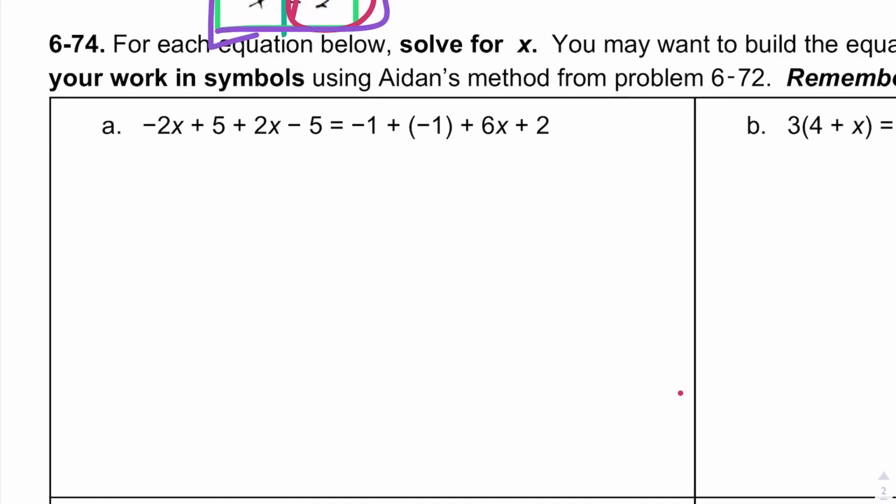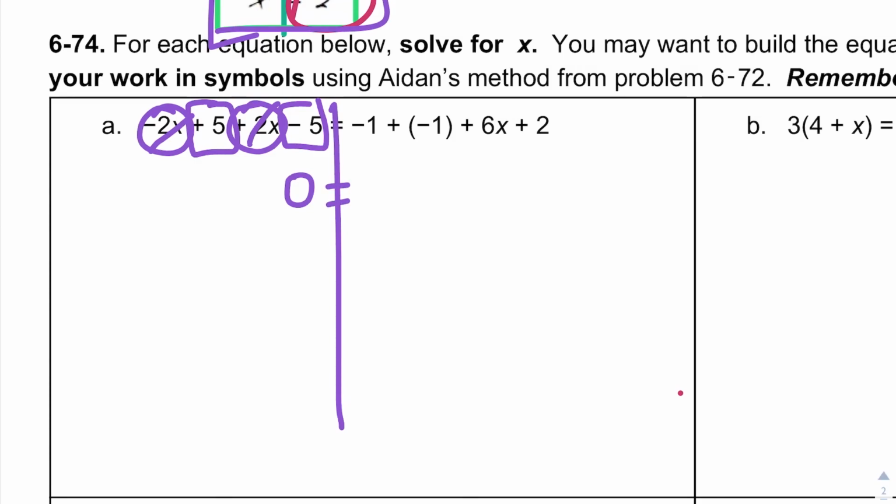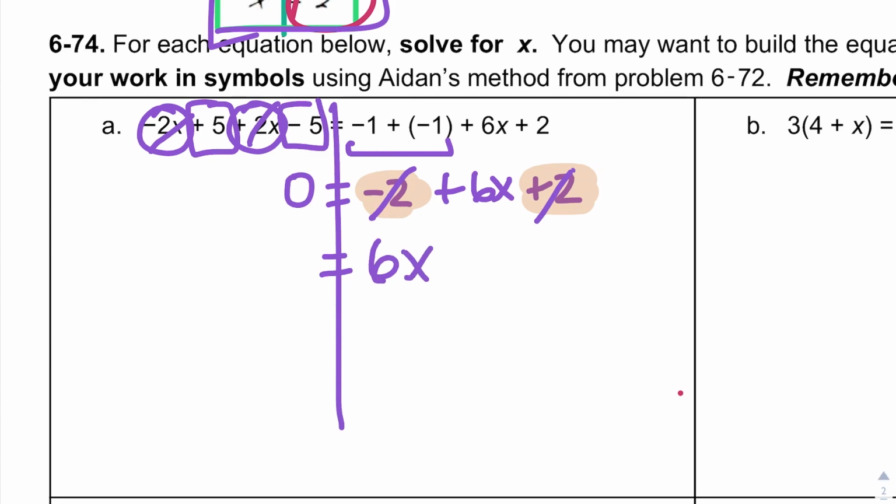6.74a, here we go. Put up a wall. And then combine my terms, negative 2x with 2x becomes 0, so 0 pairs. And 5 and negative 5 becomes 0, so there it is, 0 equals. And then these two become negative 2 plus 6x plus 2. And then I end up with this negative 2 and positive 2, combine my terms, and I end up with 0. They go away, and I'm left with 6x equals 0.